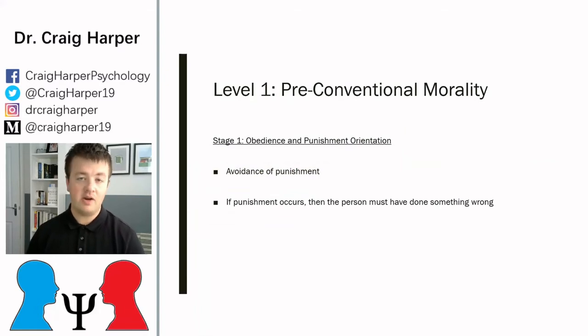Just to very quickly give you an overview of each stage. So the obedience and punishment orientation is really about the avoidance of punishment. If something is punished, then typically the child will know that is something that they can't do, or immoral behaviour.